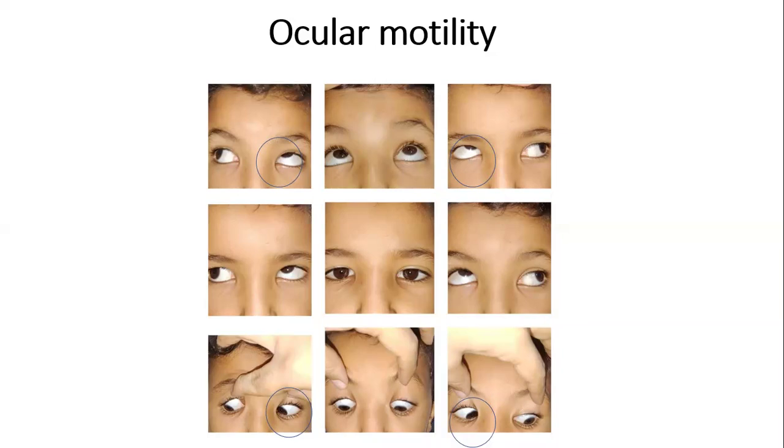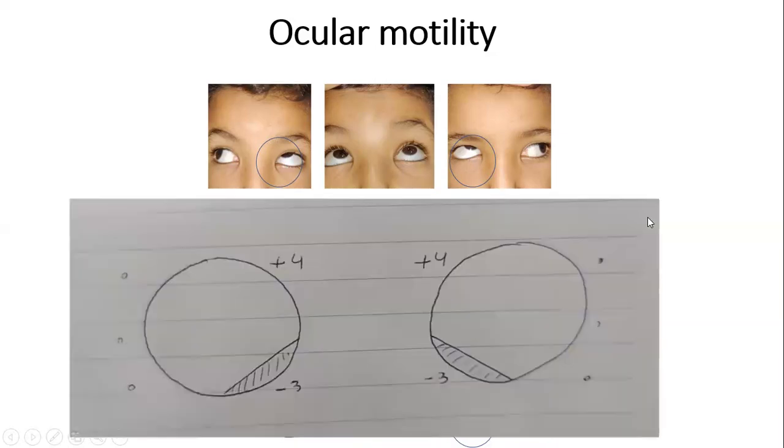While looking down on adduction in both eyes, right and left, there is a superior oblique underaction, I think. Yes, here there is superior oblique underaction. This eye has less depression than this eye. So there is limitation of depression on adduction. So there is superior oblique underaction in both eyes, inferior oblique overaction in both eyes.